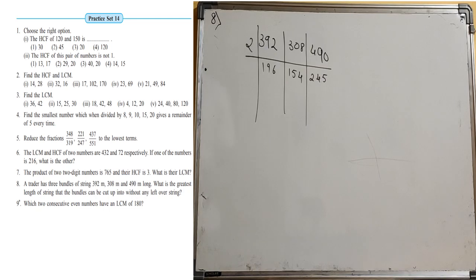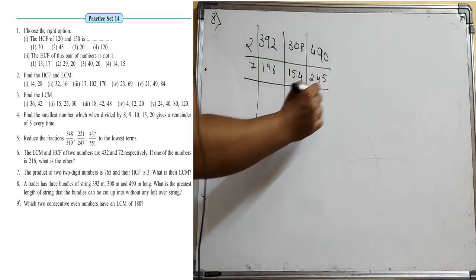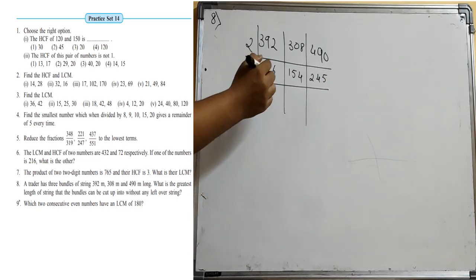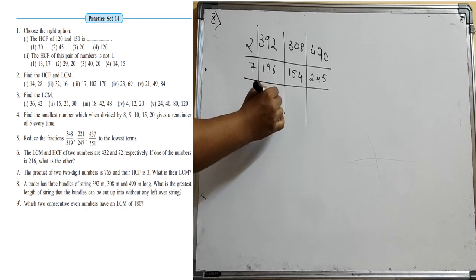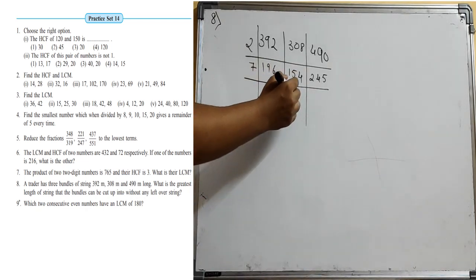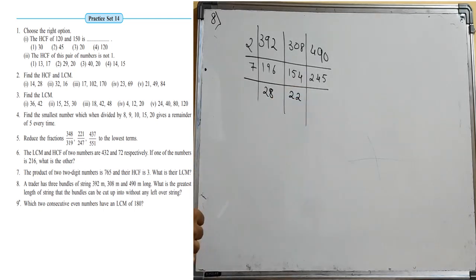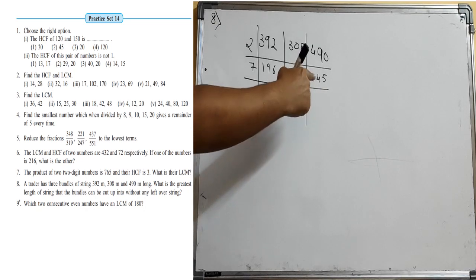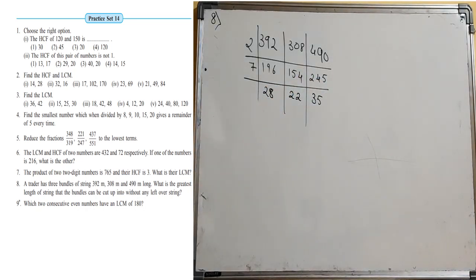Yes, these numbers can be divided by 7. So 7, you will have 7 2s are 14 and 7 8s are 56. Then this goes 2s are 22s are. Then this goes 3s are 5s are. So after this, you cannot have a single number which can divide all these 3 numbers.